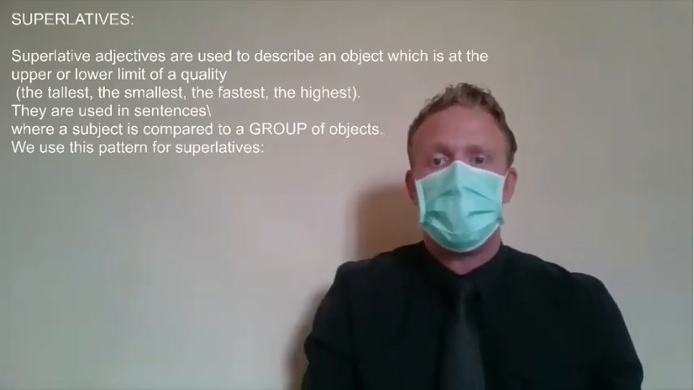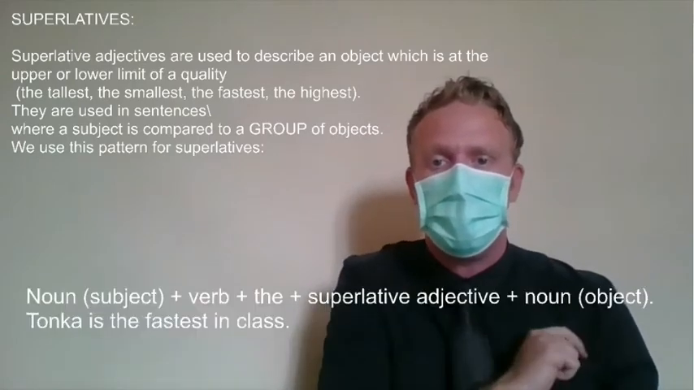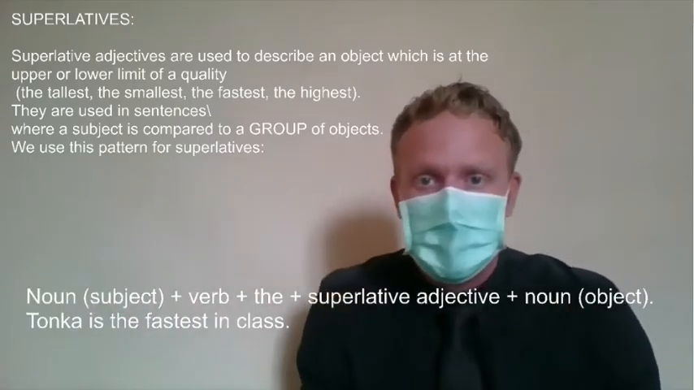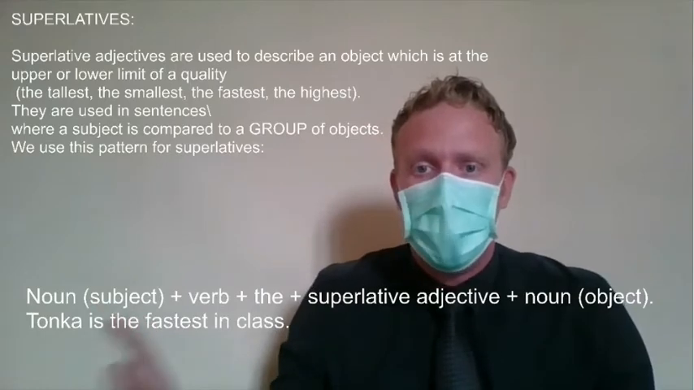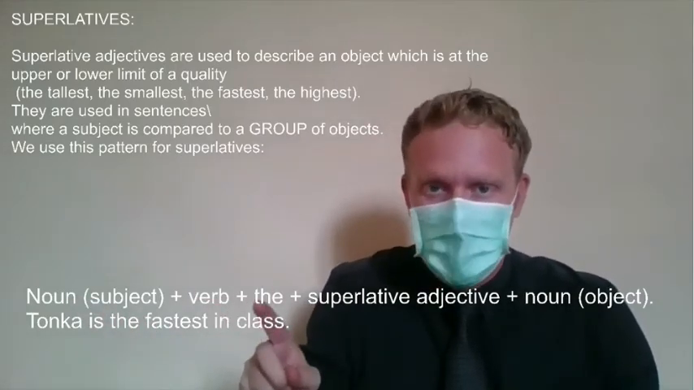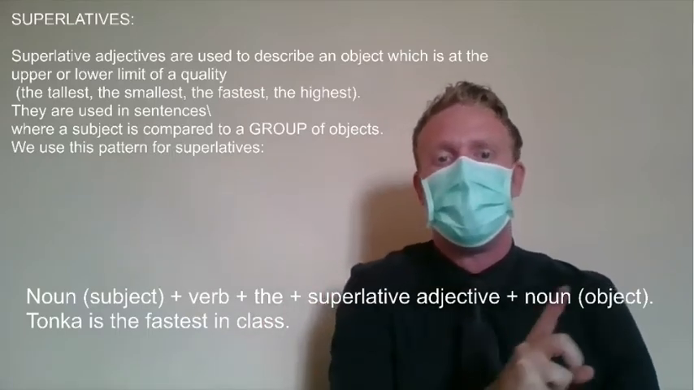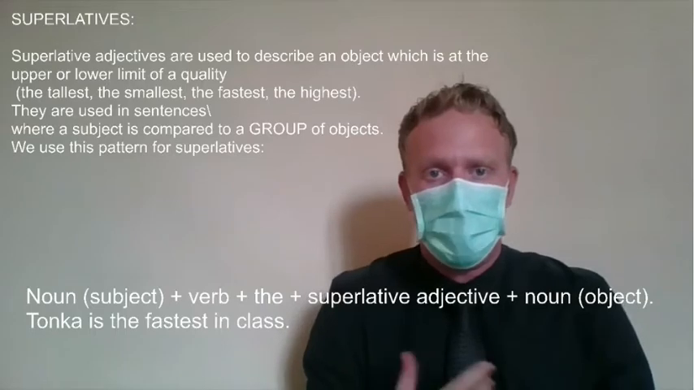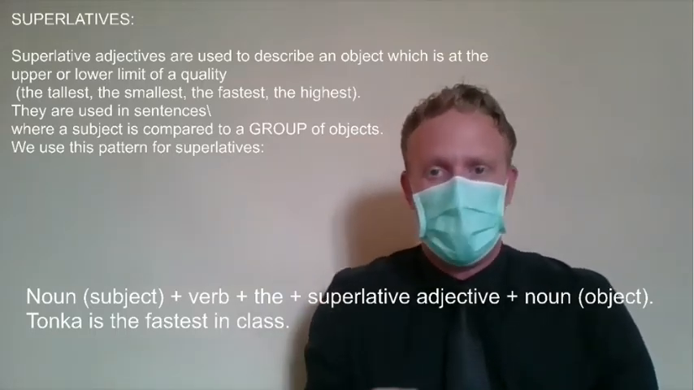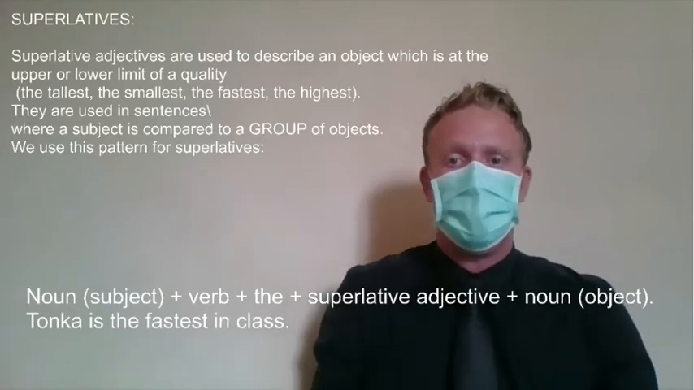We use this pattern for superlatives. Our sentence will look like this: noun plus the verb plus the superlative adjective plus the last noun or object. For example, Tonka is the fastest in class.